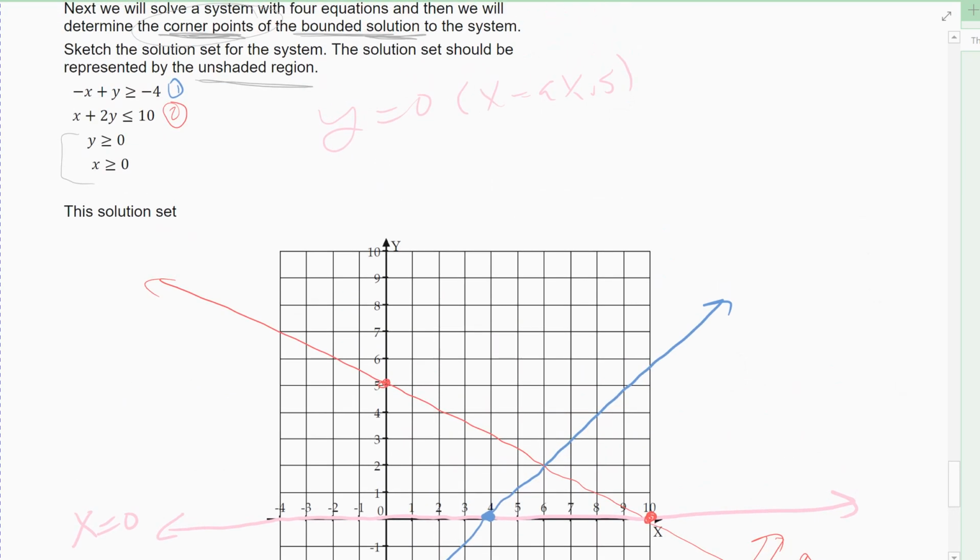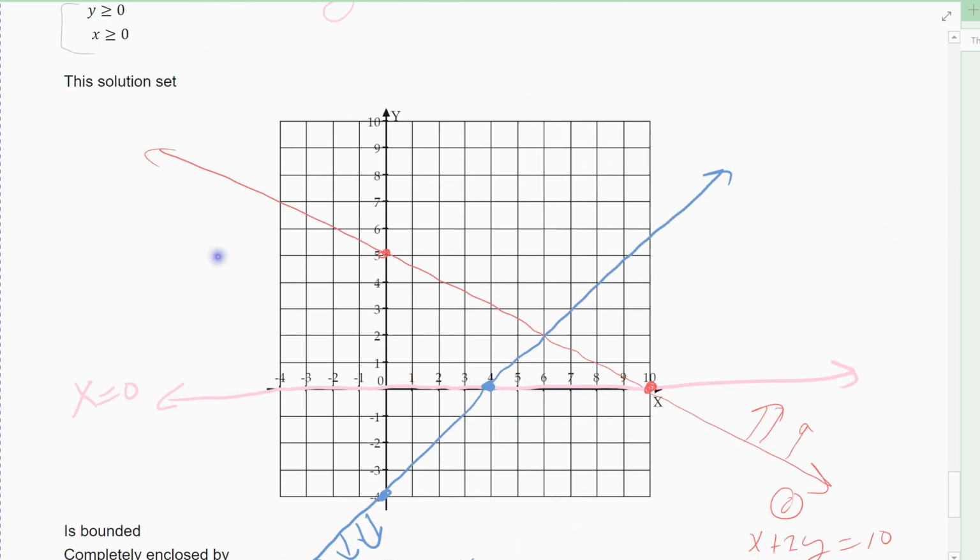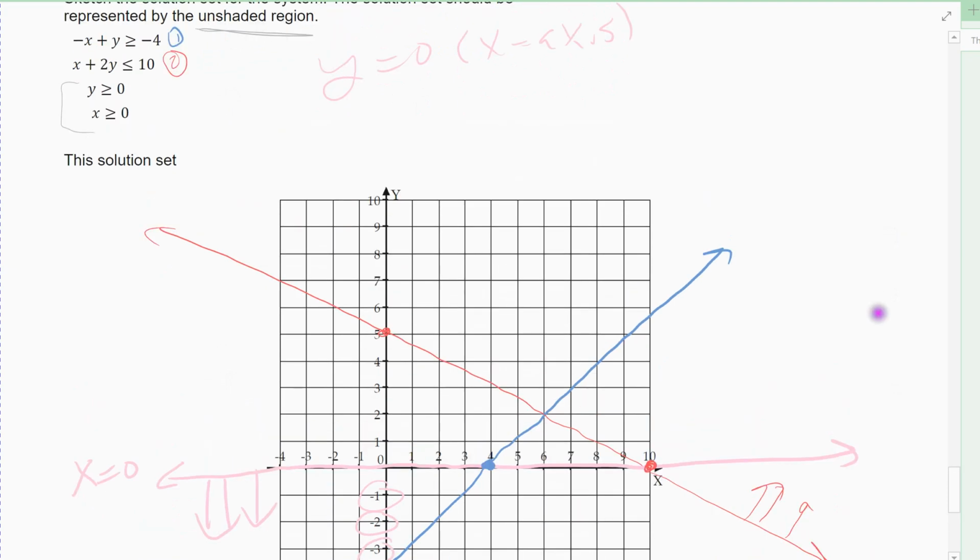And I want to stay positive, right? I want to be bigger than it. And so I want to be above. And so when I'm going to shade this, I'm going to shade everything below it. I don't want any negative y values. And so I'm going to shade below.